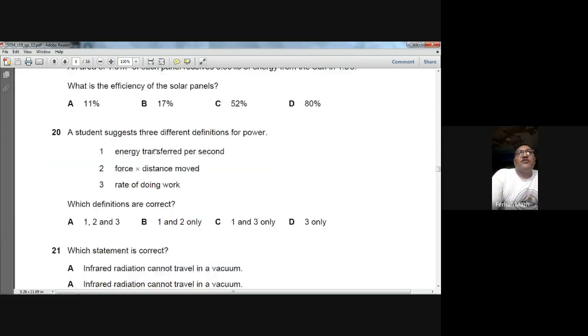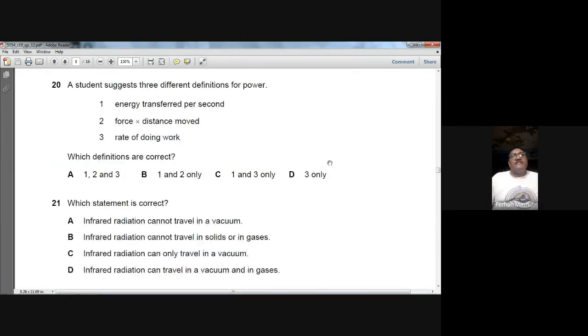Okay, question number 20 is on your screen. A student suggests 3 different definitions for power. First is energy transferred per second. Second is force multiplied by distance moved. Third is rate of doing work.